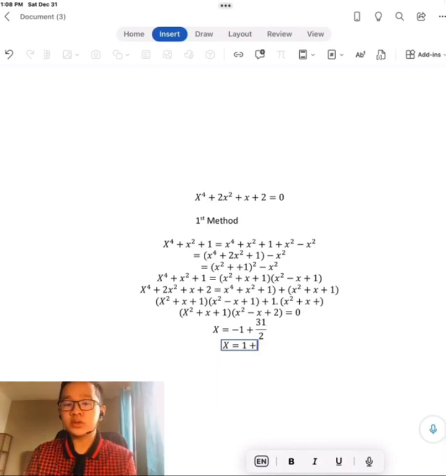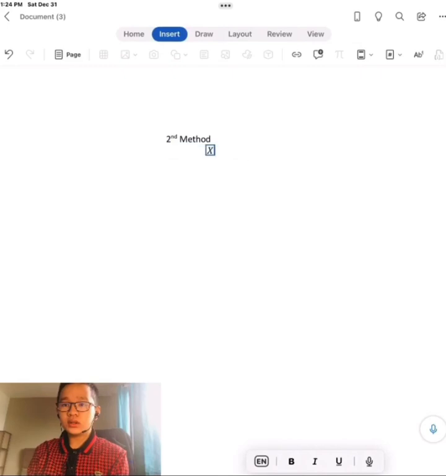So what do you notice? All solutions are non-real complex. Great. So this is the final answer for the first method. We're done already for the first method. So we are already here for the second method.